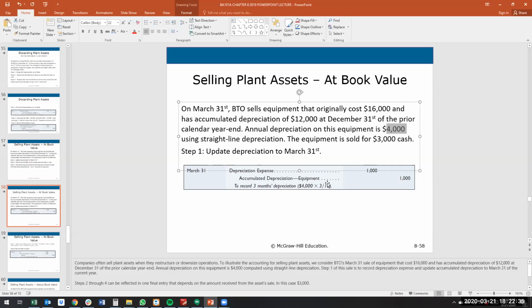That's 4,000 times one quarter, or 3 divided by 12. That's the March 31st date here, since March is the third month of the year. And 16,000 minus 12,000 is 4,000. Then we're going to subtract 1,000, right? Depreciation expense is going to be 1,000 because we're just going to multiply the annual depreciation of 4,000 by that one quarter.